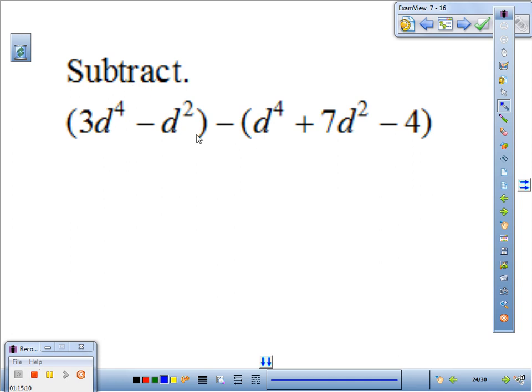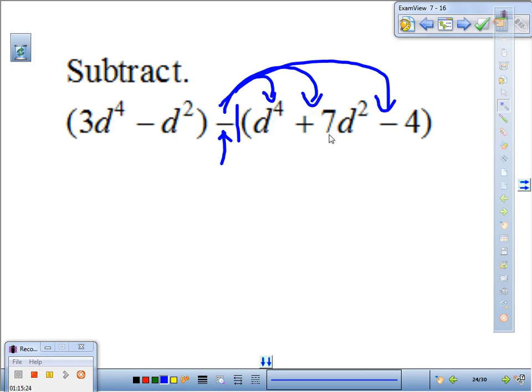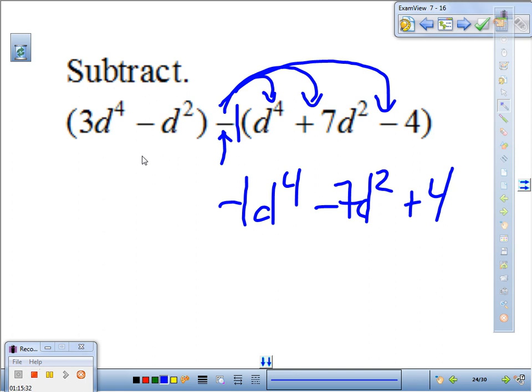Subtract. This one has a subtraction sign, but there's an invisible coefficient here, which is a what? Which means we're going to distribute the negative 1 to each of these terms. So this becomes negative 1d to the fourth, negative 7d squared, plus 4. Bring these down by themselves: 3d to the fourth minus d to the second. Why didn't we do anything here? Because it's an invisible positive 1 and it stays the same.